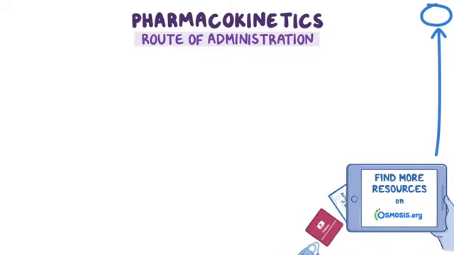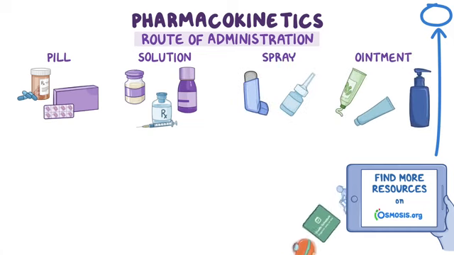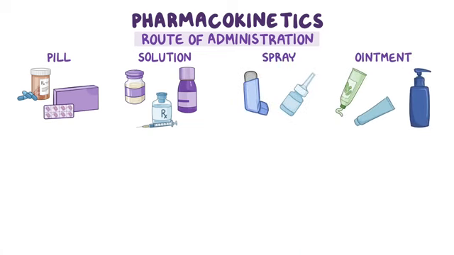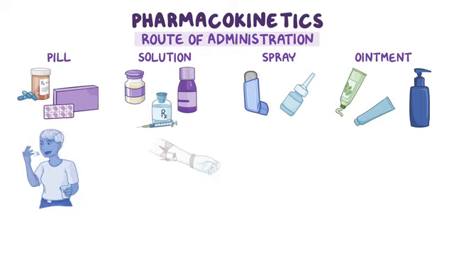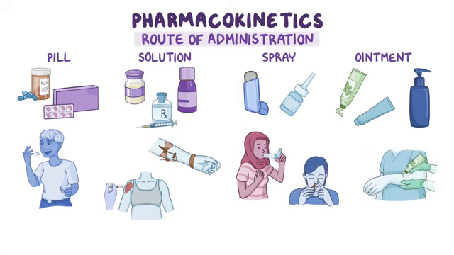Depending on the form of the chemical preparation, like a pill, solution, spray, or ointment, and the part of the body being treated, the medication can be administered through various means or routes, such as swallowed by the mouth or orally, injected into a vein or intravenously, injected into a muscle or intramuscularly, inhaled into the lungs, sprayed into the nose or nasally, and applied onto the skin or cutaneously.